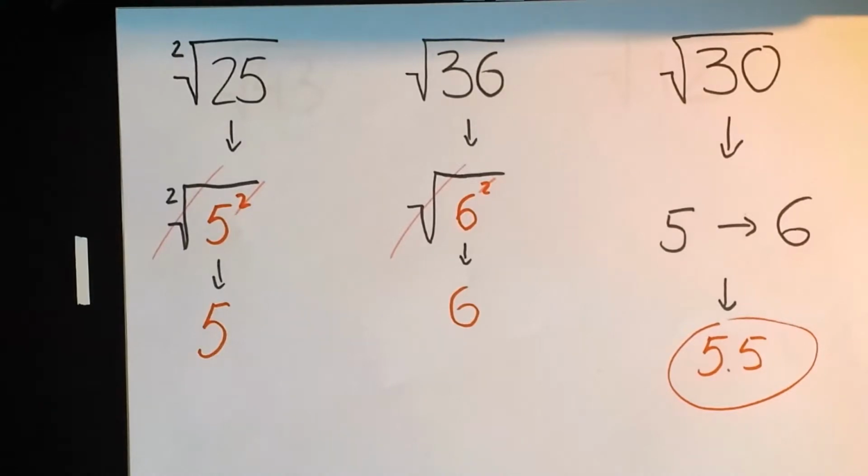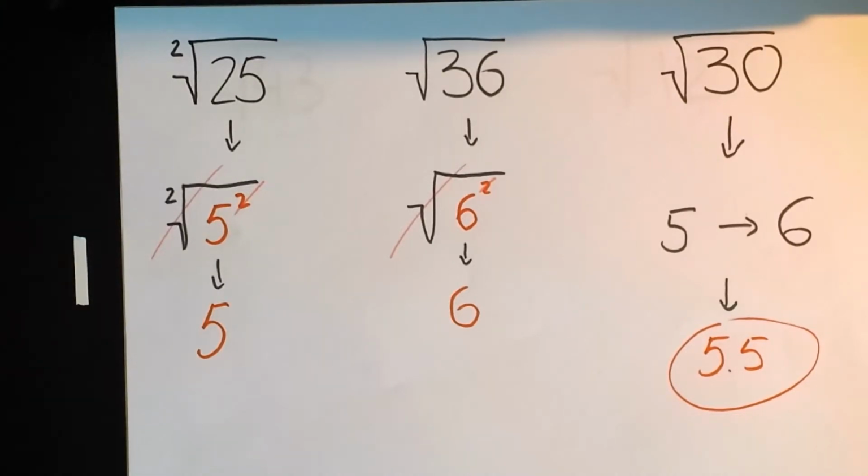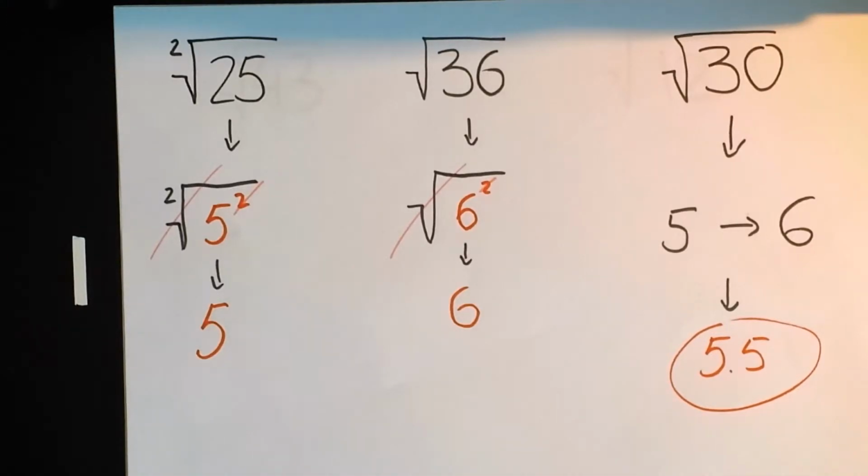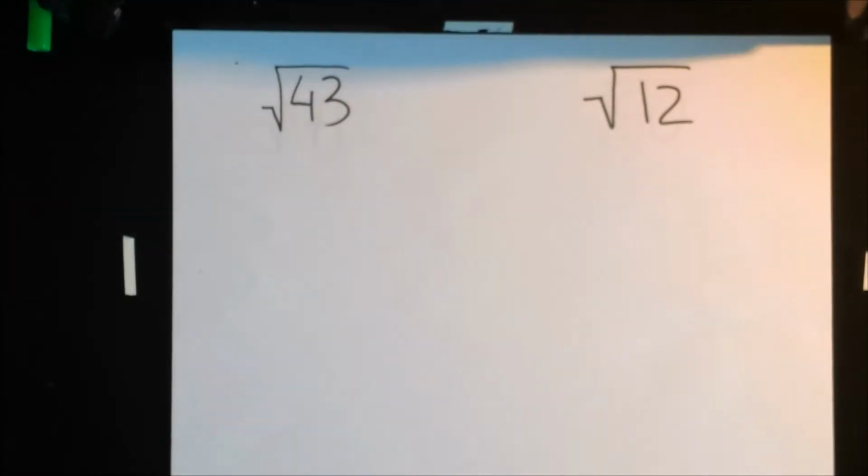So that's how you estimate square roots when the number underneath the radical is not a perfect square. You find the two closest, one below, one above, find out what the answers of those two are, and then just plug the estimate right in the middle. Let's practice.